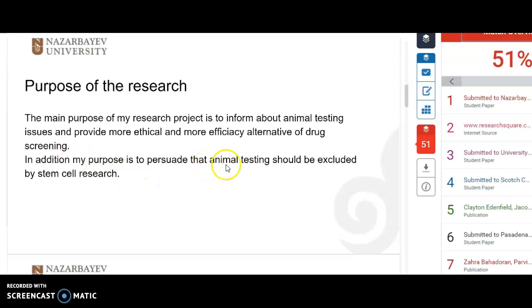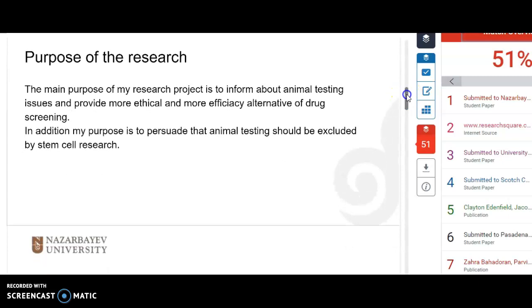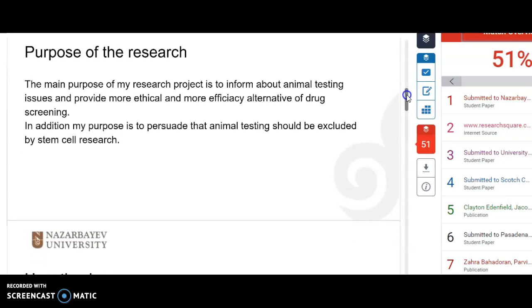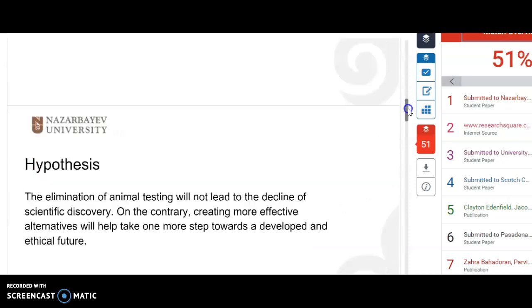Persuade should be excluded by, you can just say here, persuade, how can I put it, just in a very short bullet point, something about stem cell research, right, that it's preferable or something like that, and that's it. You can just say stem cell research is more preferable or is preferable, that's all.